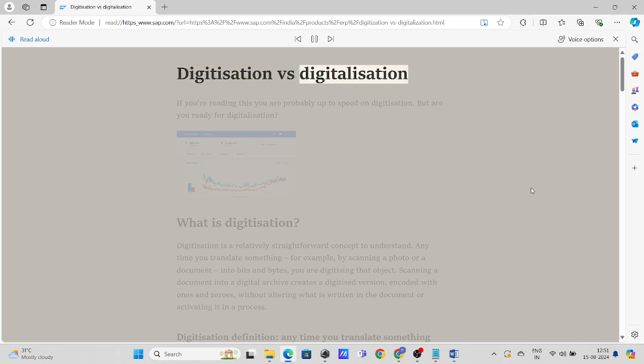Digitisation versus digitalization. If you're reading this, you are probably up to speed on digitisation. But are you ready for digitalization? What is digitisation?